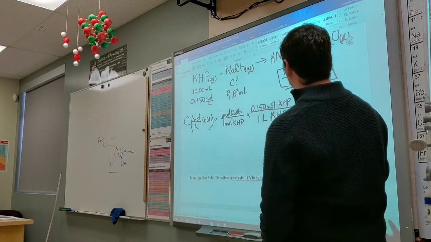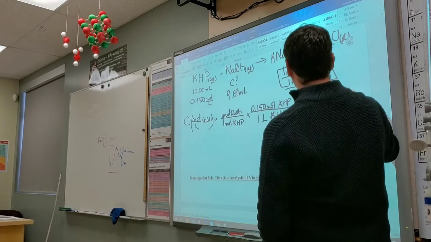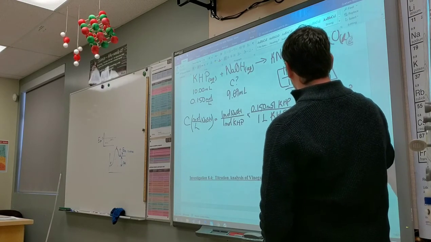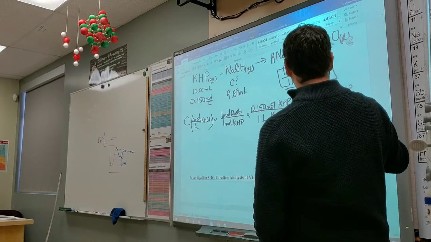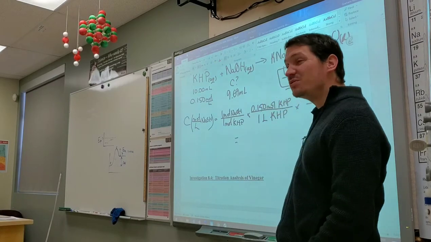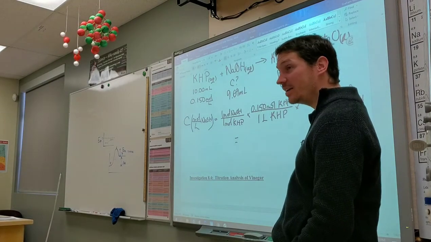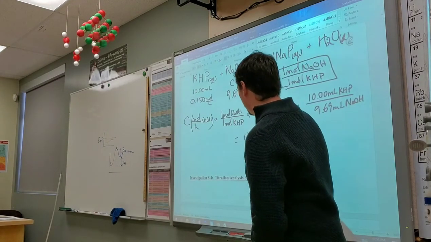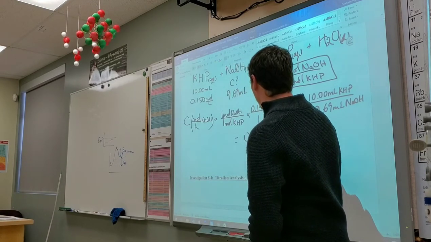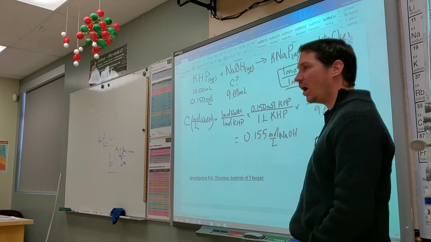Sodium hydroxide. So if we used 10 milliliters of KHP, and on average we use 9.69 milliliters of sodium hydroxide, hopefully you get 0.155 moles per liter of sodium hydroxide. Perfect. Awesome.